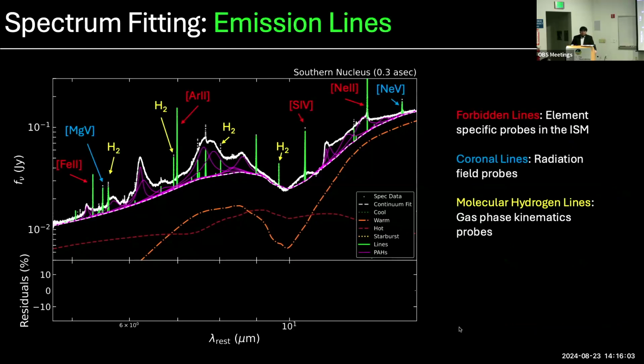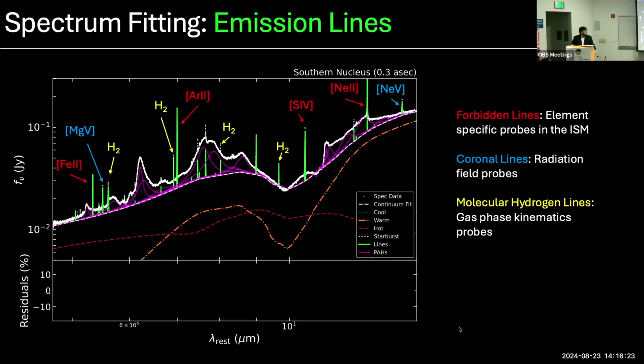In addition to dust, we also model all of the emission lines. And so I've color-coded a few of them here. There are about 40 of them within the range that were provided. The most generic form of these are forbidden lines or other fine structure lines, and so these can be used as element-specific probes into the ISM. We also have coronal lines.